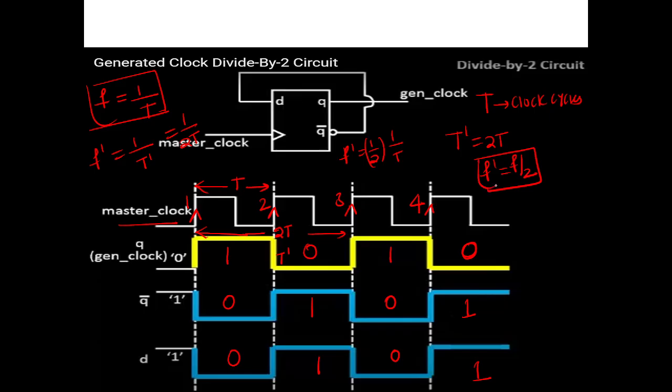Here, what is happening? The frequency is being divided by 2. Did you understand the operation, how we are generating the clock divided by 2 circuit? This is the generated clock divided by 2 circuit. Is it fine? Do you understand? Yes, sir. Okay, next. Any doubts or queries? Shall I move forward? Yes, sir.